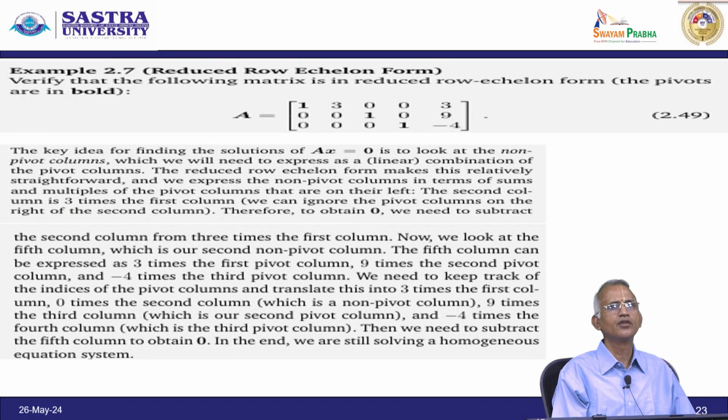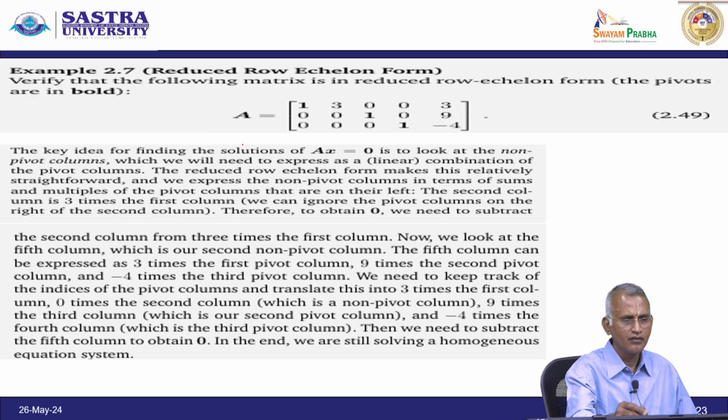Another example, row reduced echelon form. Verify that the following matrix is in reduced row echelon form. The pivots are in bold. So, that is 1, 3, 0, 0, 3; 0, 0, 1, 0, 9; 0, 0, 0, 1, minus 4.